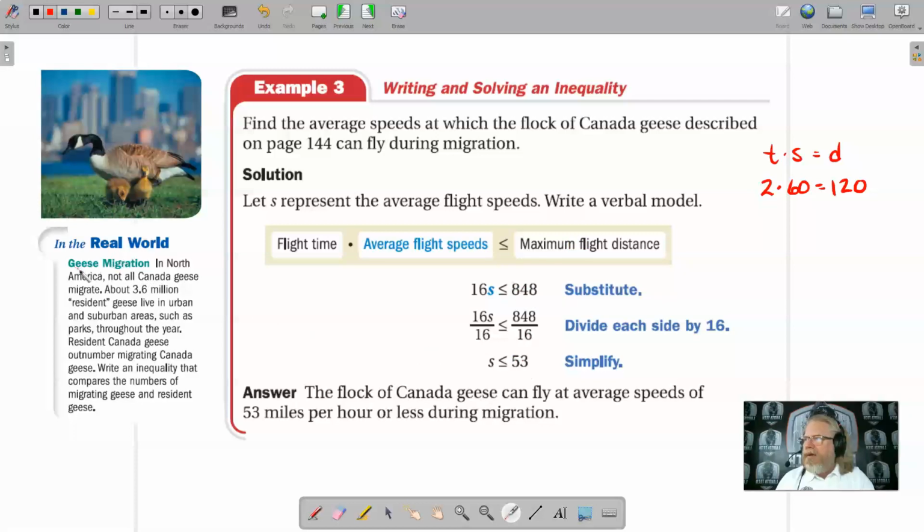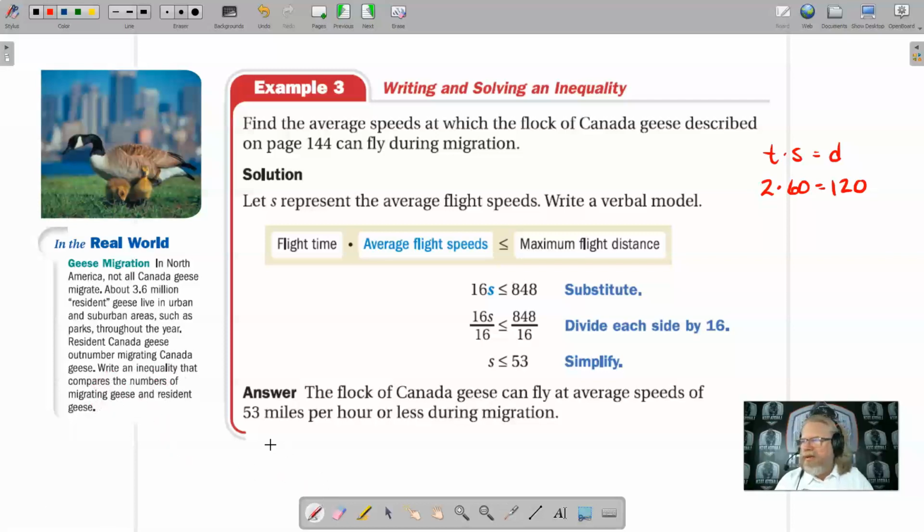In the real world, geese migration. In North America, not all geese migrate. About 3.6 million resident geese live in urban and suburban areas, such as parks, throughout the year. I suppose that's because there's people to feed them. Resident Canada geese outnumber migrating Canada geese. Write an inequality that represents the number of migrating geese and resident geese.